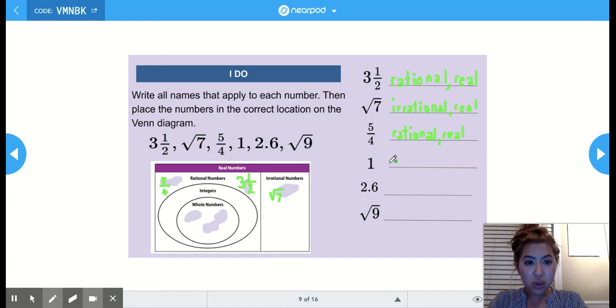Then we have 1, which is a whole number. It's also an integer. It's also rational. And lastly, it's real. 2.6 is a decimal, so it's going to be a rational number as well as a real number.